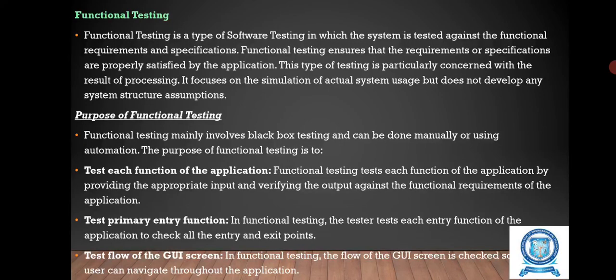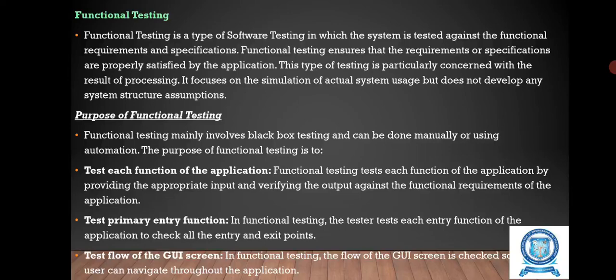Purpose of functional testing. The functional testing mainly involves black box testing and can be done manually or using automation. The purpose of functional testing is to test each function of the application. Functional testing tests each function of the application by providing the appropriate input and verifying the output against the functional requirements of the application.